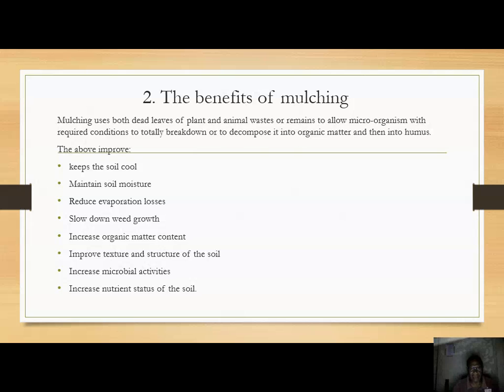And once those microbial activities are increased in the soil, they will release plant nutrients, and the nutrient status of the soil will become high. Therefore the soil will become fertile, and the soil will also become productive. So those are the benefits or the advantages of mulching as one of the conservation methods of soil.